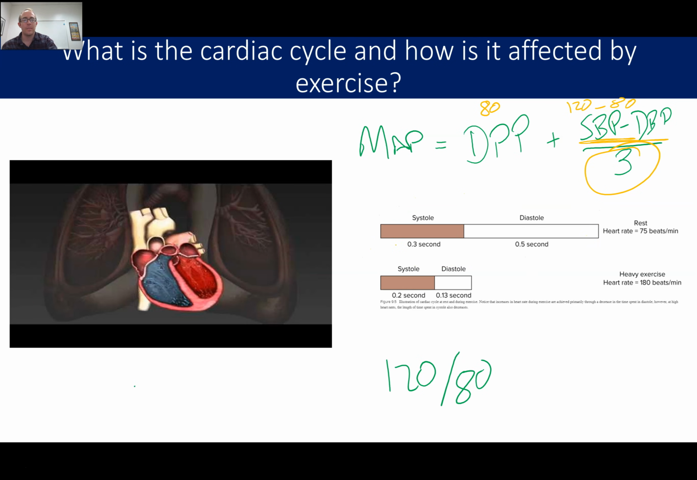When we go and talk about exercise, obviously this isn't going to work, because now instead of systole only being 1/3 of the time, it's closer to 50% or 2/3 of the time. So this equation that you've probably seen in the book and in labs is good for rest, but not so much during exercise. And we'll talk more about that later.